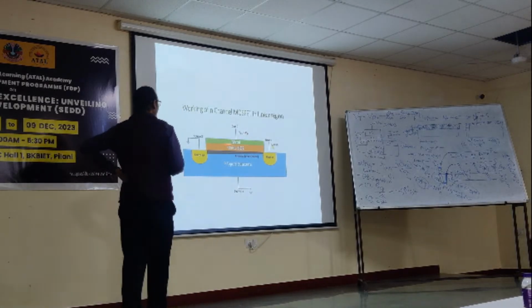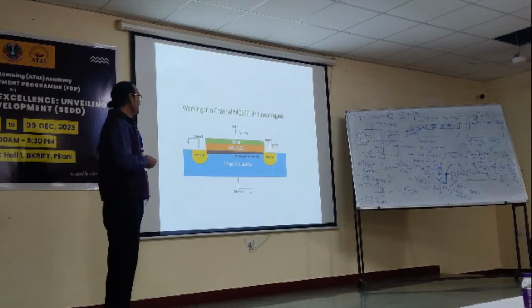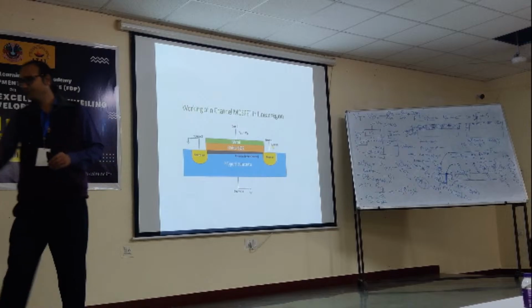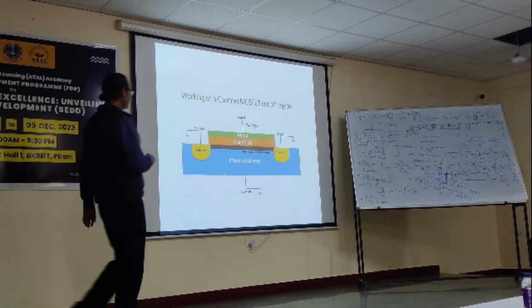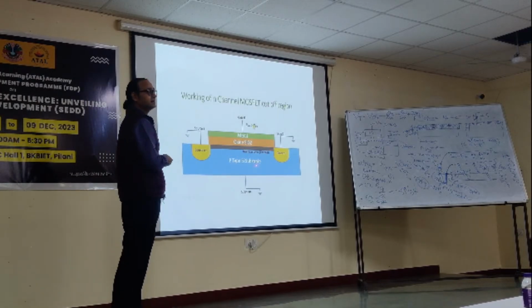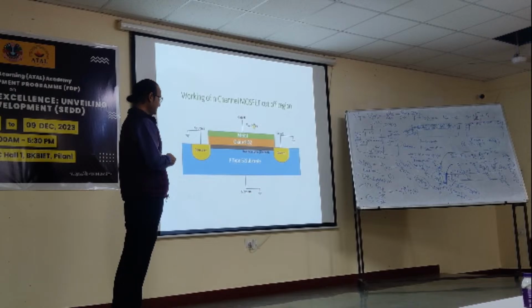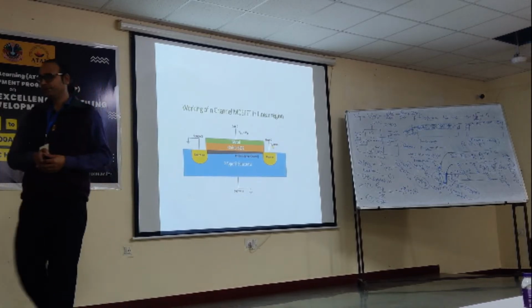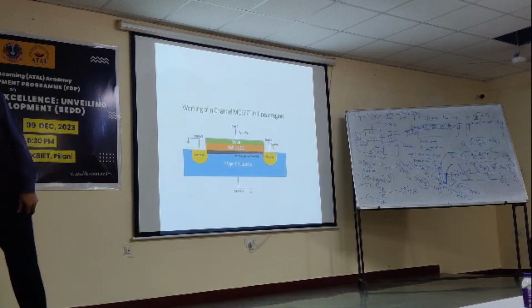Okay, now the linear region. I hope you know those characteristics very well. What we have done is generate the channel here, created or inverted the channel, and the source is connected to ground. Now I will apply a small drain voltage. What will happen? So obviously, what will happen now?